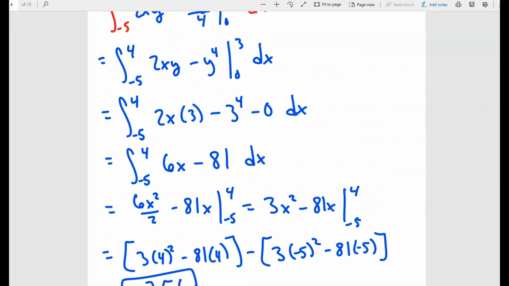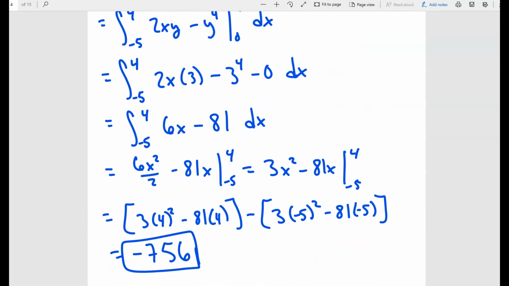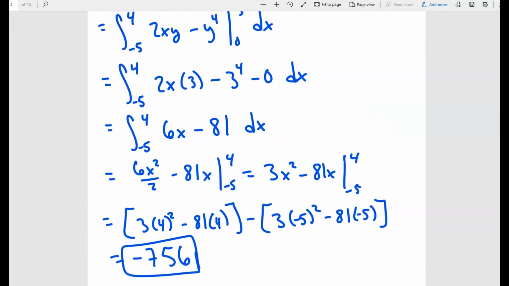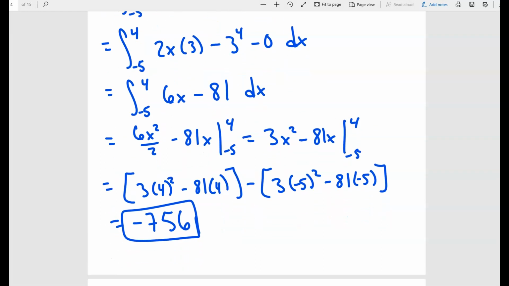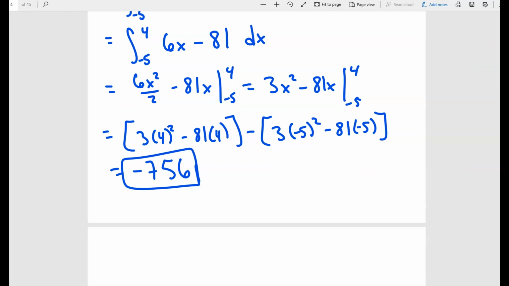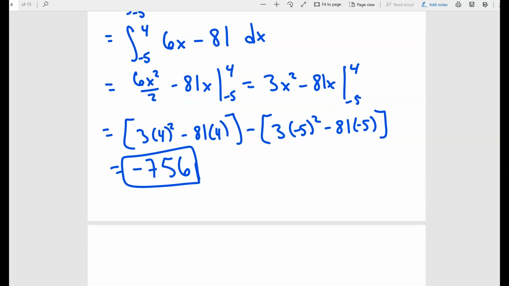It's a lot of work. Maybe the second one was a little bit easier, but you just have to work on whichever you feel more comfortable with. They're both going to give you exactly the same answer. And if you're wondering why the volume is negative, that's the same thing as when the area was negative. It just means that the function is below the axis. So the function is going below on the negative axis.